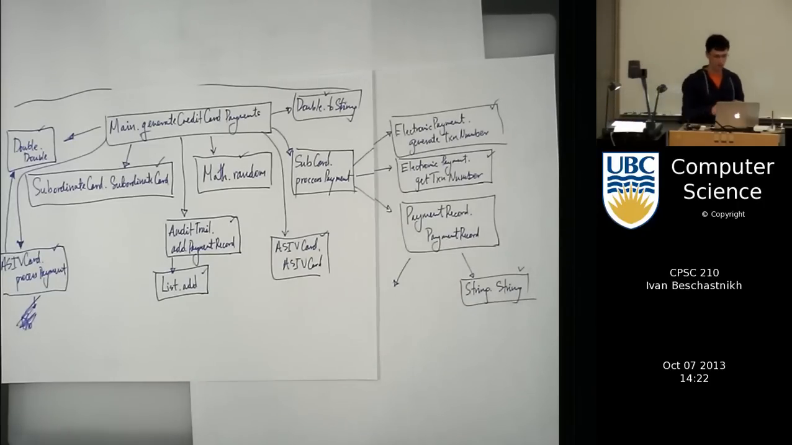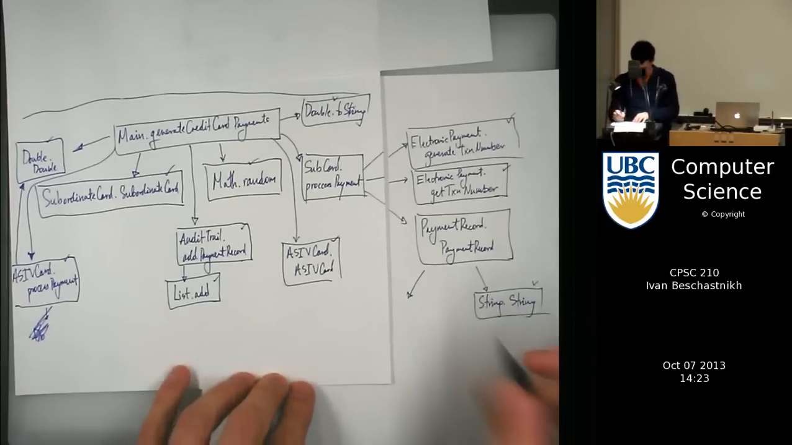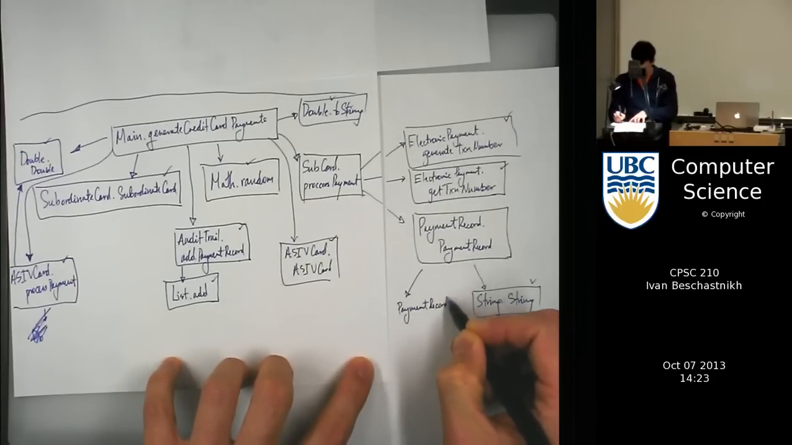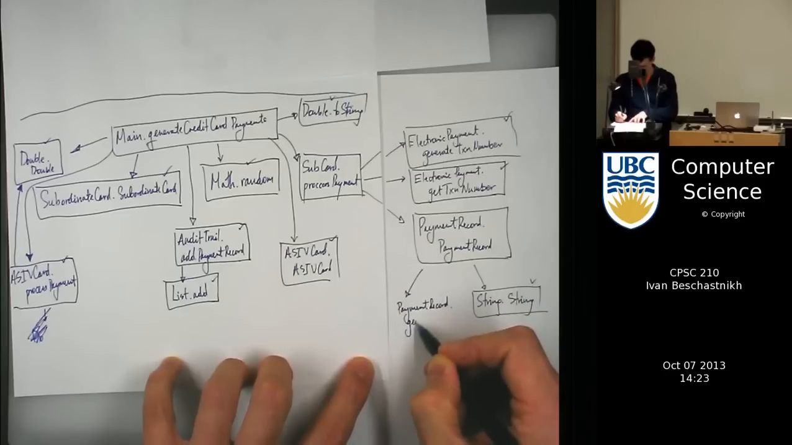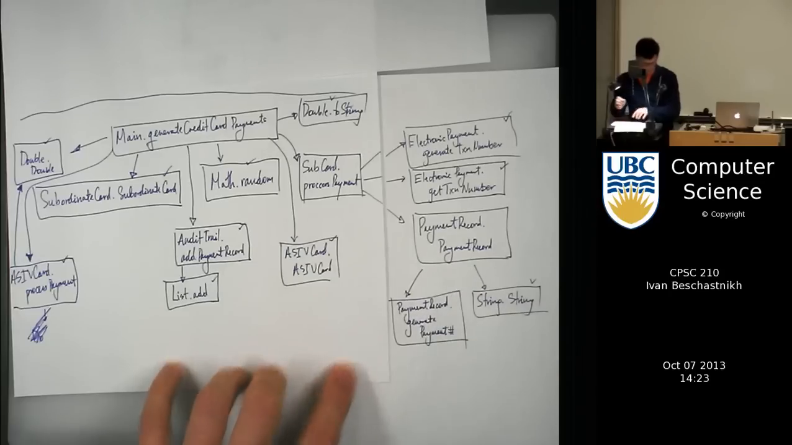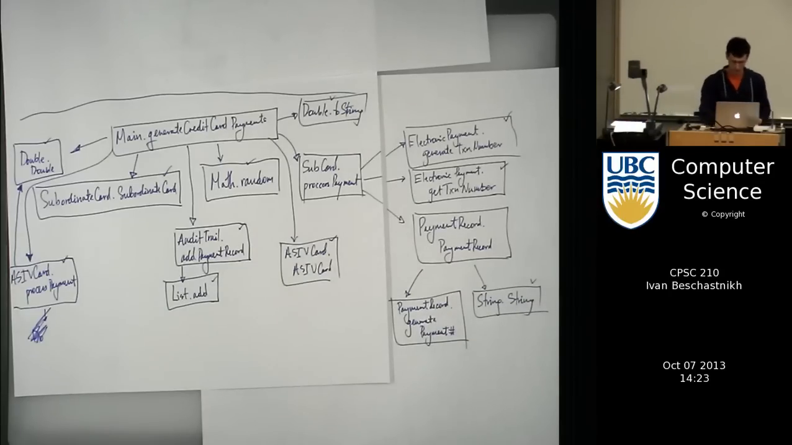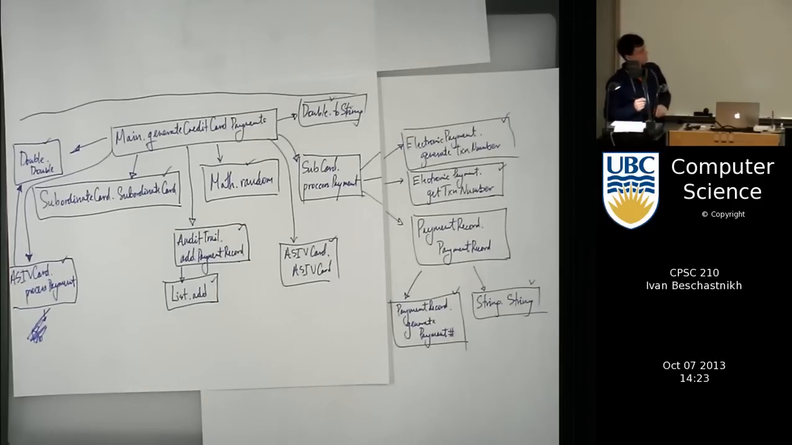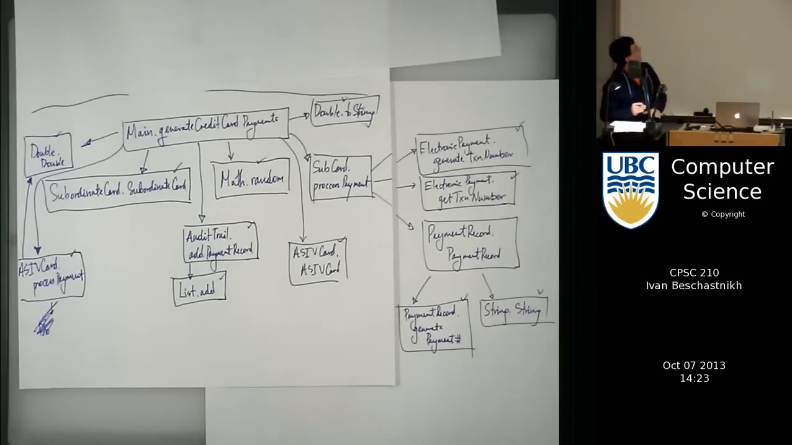So we really have only one branch left, which is this generate payment number. And that's again in payment record dot generate payment number. And does it go anywhere? It doesn't. We're done. Whew. Okay. Well, that took a while. That's what it looks like.